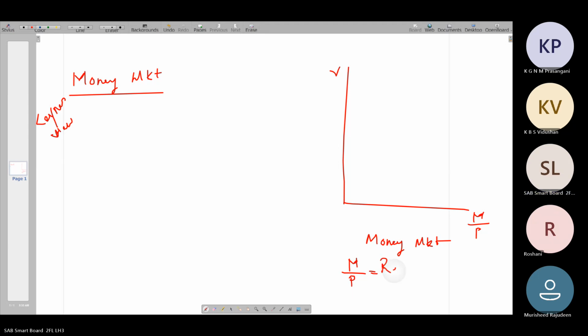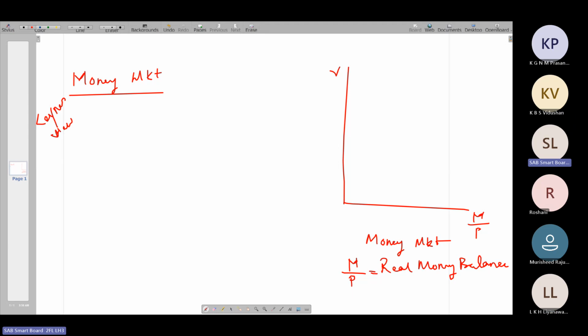Real money balance, that is the money stock in real terms. M over P means the real money stock, because M is the money divided by the price level. We deflate by the price level. So this is money demand, our money demand function C0 plus C1y minus C2R, with a downward sloping money demand curve.